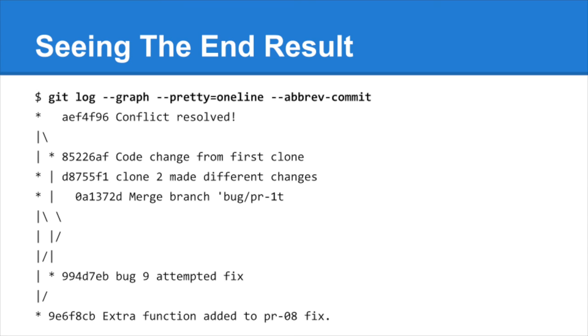But then I forked at the bug 9 fix to my second branch. Made different changes to the second branch. I made those 2 changes to the first branch. I made that change to the second branch. And then I merged them back in again. So visually, you can see using the graph exactly what's gone on and what's happened. And you can also see now that I only have 1 branch.